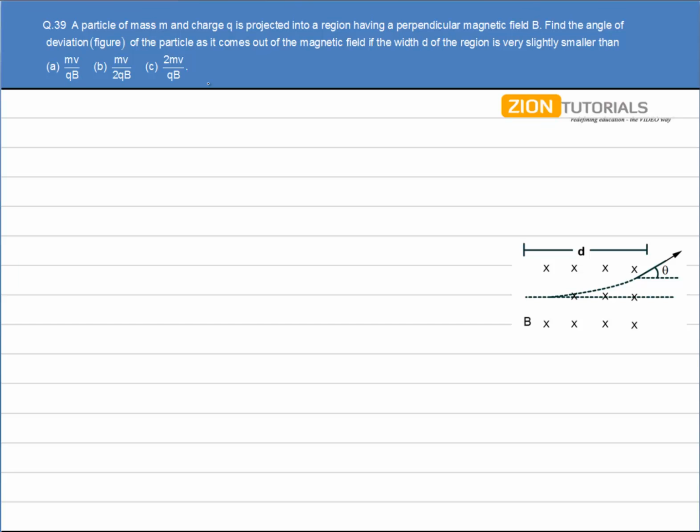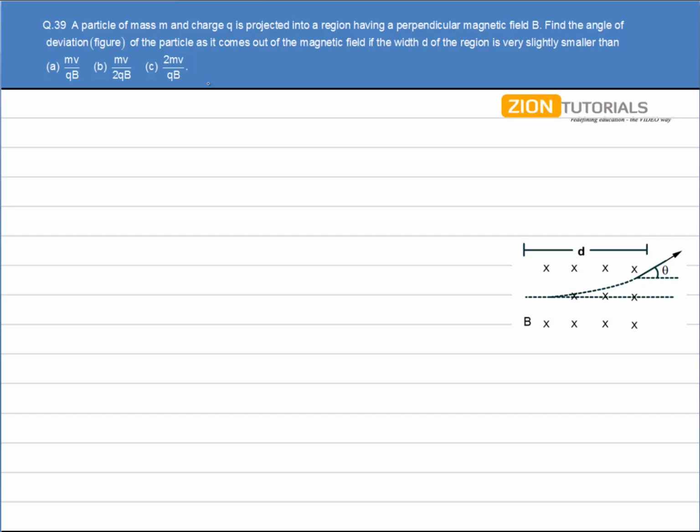A particle of mass m and charge q is projected into a region having perpendicular magnetic field B. Find the angle of deviation as shown in figure of the particle as it comes out of the magnetic field if the width d of the region varies like in part A, B, C.